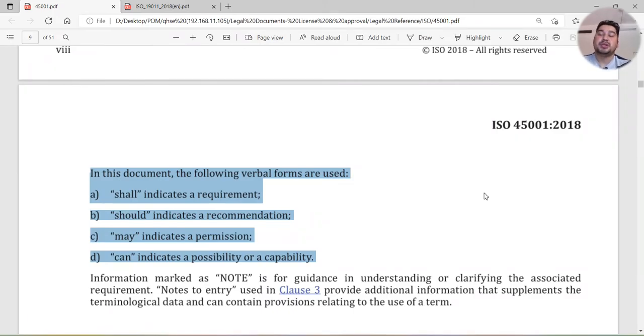May indicates a permission. If there is the word may in a sentence, it gives you permission. Can indicates possibility or capability. If there is the word can, it tells you that it could be possible, or that the person or organization has a capability.